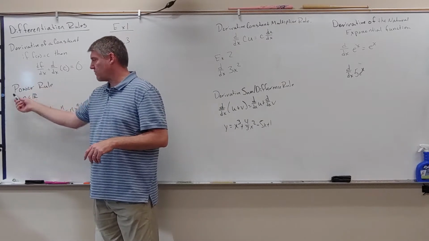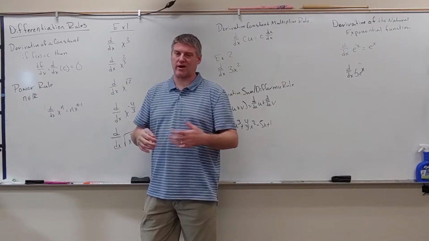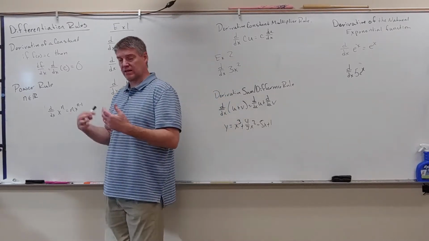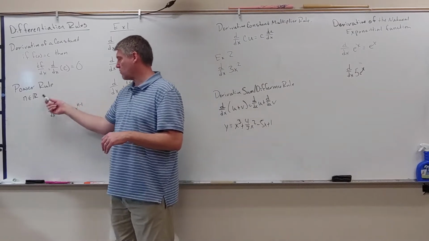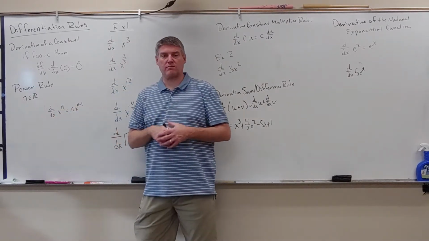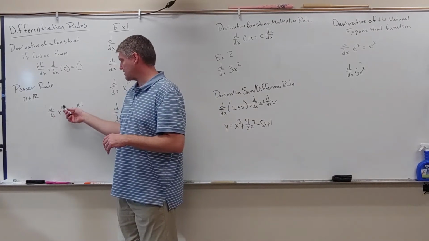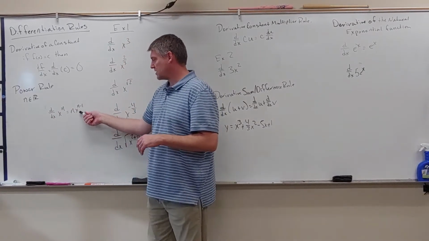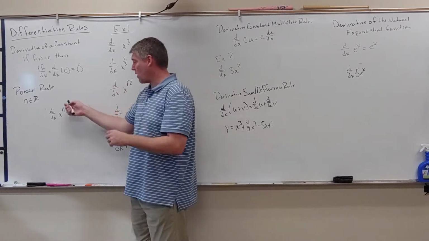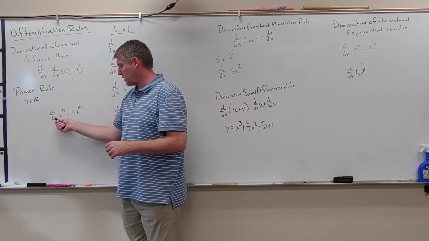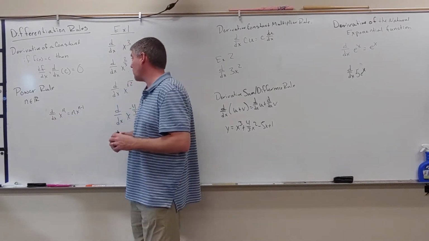Now we have our power rule, and this covers most of the functions you've dealt with: x squared, x cubed, lines, 3x plus 1. The power rule: if n is an element of the reals, so it's a real number, then the derivative of x to the n equals n times x to the n minus 1. We take our power, put it in front, and subtract 1 from the power. Okay, that's our power rule.